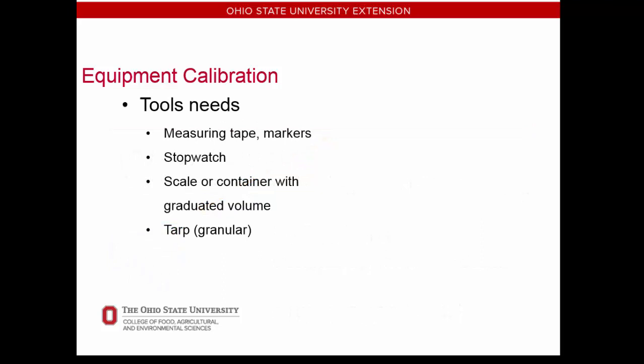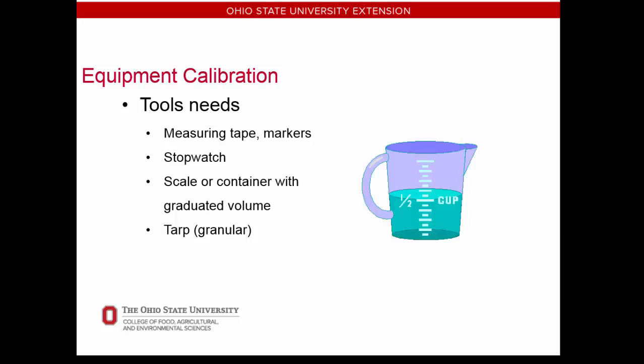To calibrate, you need some gadgets. You need a measuring tape and markers for measuring the area of your calibration trial. If you're using granular application equipment, you need a scale to measure what you collect, and you may need a tarp to collect the material. If you're using a sprayer, you need a graduated measuring container to collect the nozzle output.